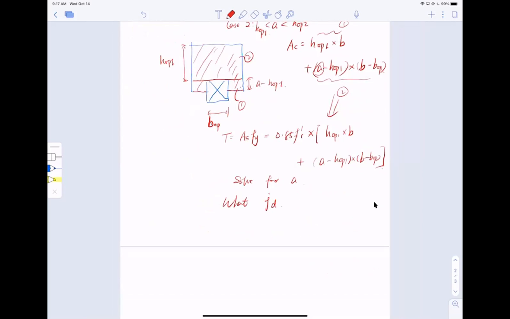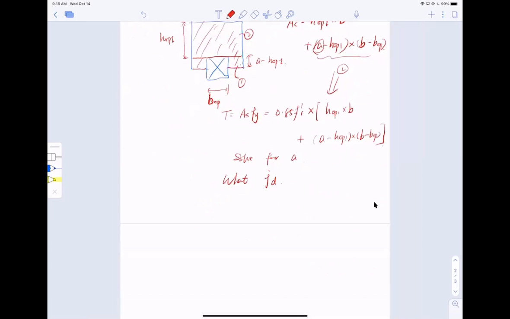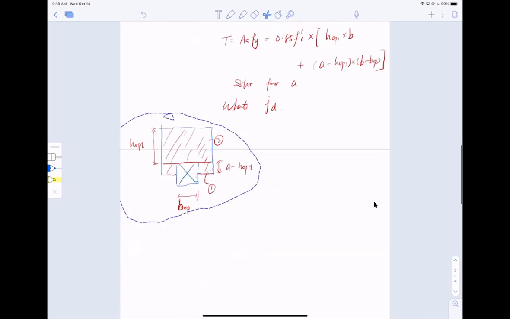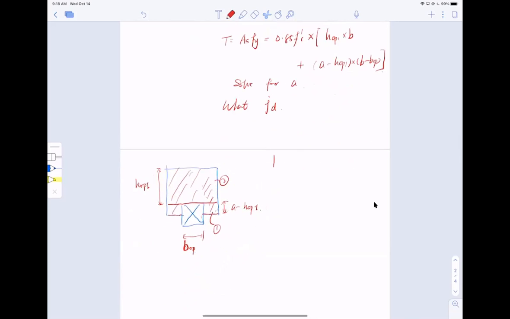What about jd? Right? So how to do this is that now you have two pieces, right? You have two areas. So you need to find the center, need to find the geometric center of the effective compressive zone. Right? How to find that, right?